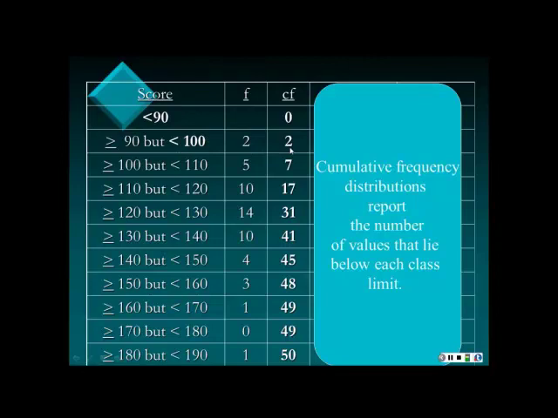For less than 110, just take those two, add the 5 that were in the class greater than or equal to 100 but less than 110, and you'll have 7. And then go the same kind of way through the list here. 7 plus 10 is 17. 17 plus 14 is 31, and so on. When you get down to the bottom, that last number should be the size of your sample, or in this case, 50.